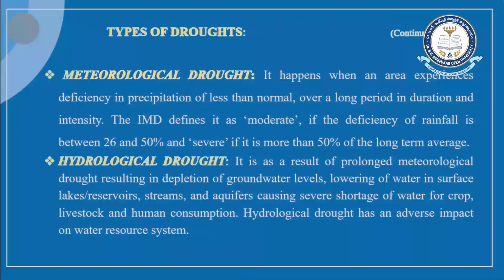Hydrological drought. It is a result of prolonged meteorological drought, resulting in depletion of groundwater levels and lowering of water in surface reservoirs, streams and aquifers, causing severe shortage of water for crops, livestock and human consumption. Agriculture drought. It is a severe meteorological drought with deficient rainfall and soil moisture for crop growth, causing crop stress, lower production and poor grazing for livestock.